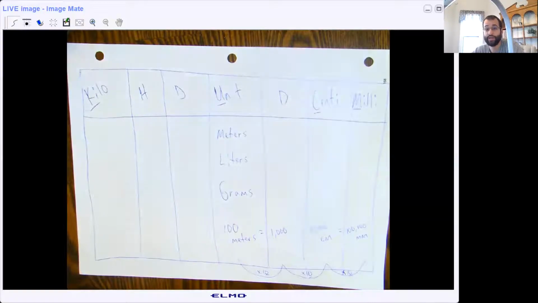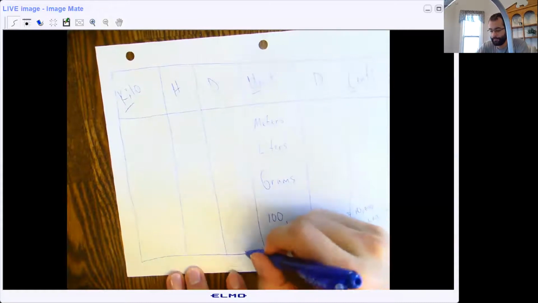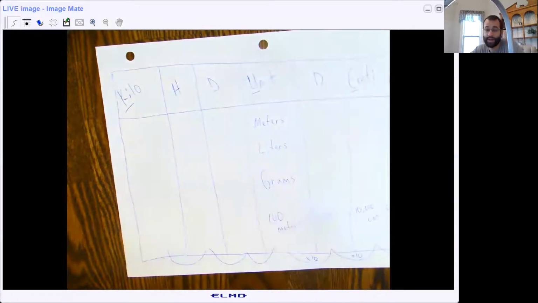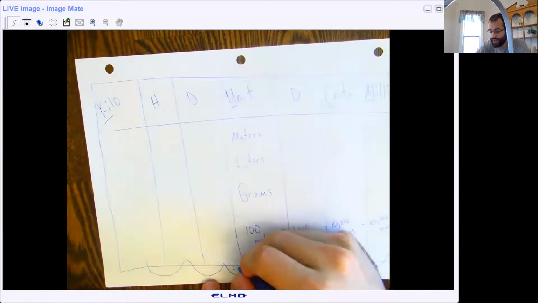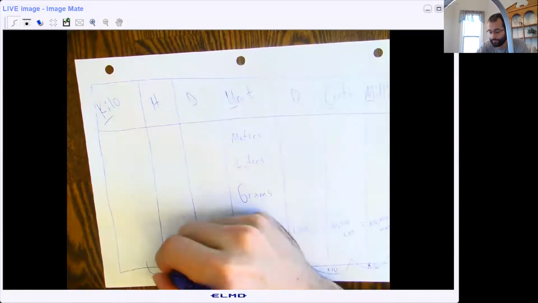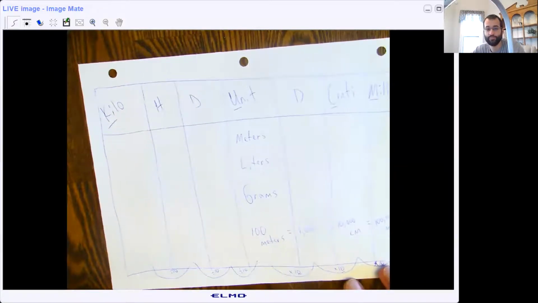Okay, now if I go the other way, I'm actually getting a bigger unit, which means I have to divide. So I go this way, I'm going to divide by 10 on each one, which means taking away a 0 or shifting my decimal. So watch what's going to happen.